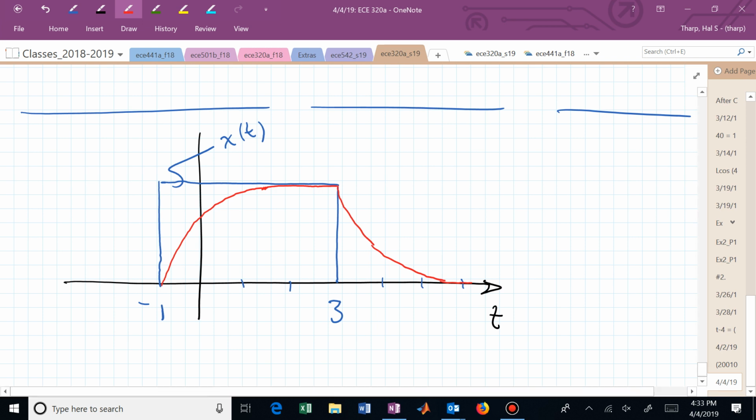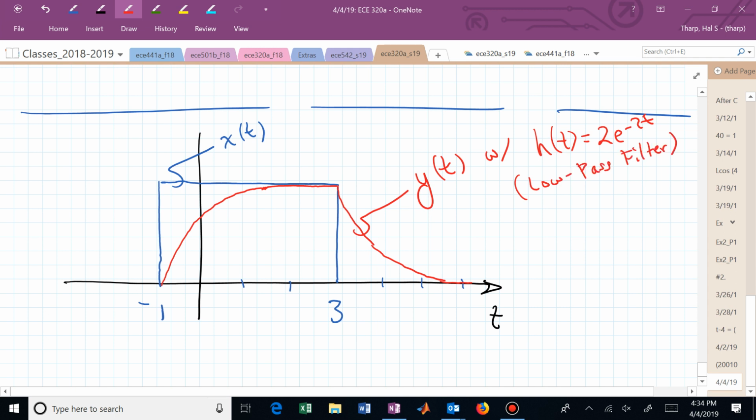This is now y of t, with h equaling 2e to the minus 2t. That was our low-pass filter. In fact, with s equal to minus 2, we had a pole at minus 2. That's our low-pass filter. So now if you're looking in the S-plane, you would have a pole at minus 2, and that would produce this impulse response.